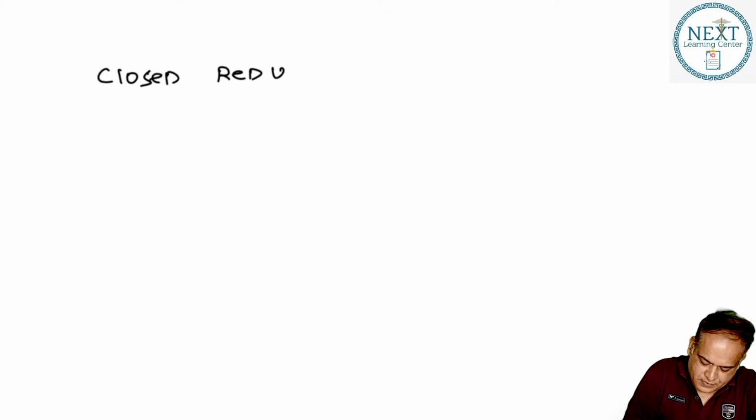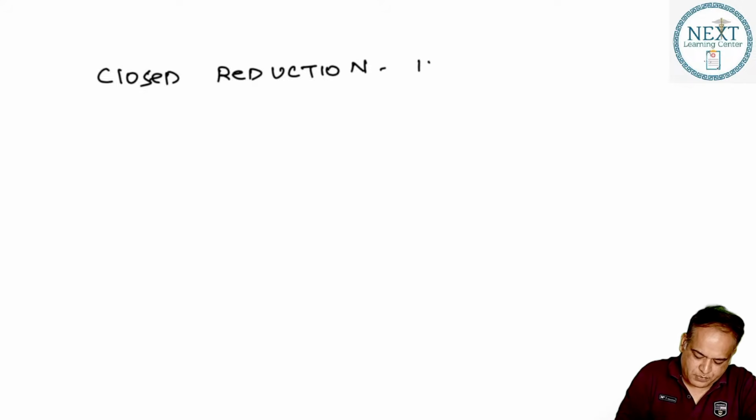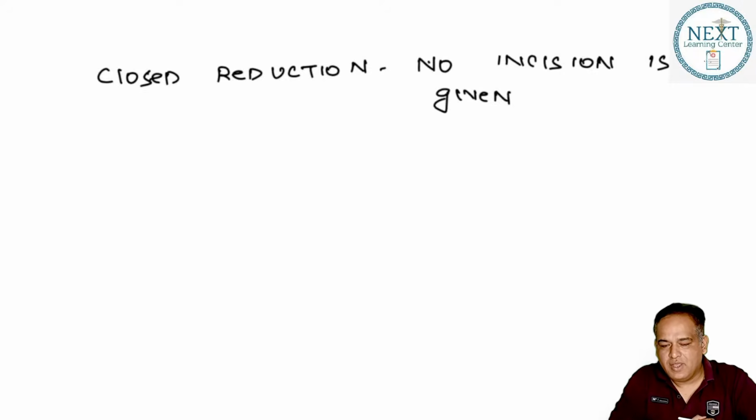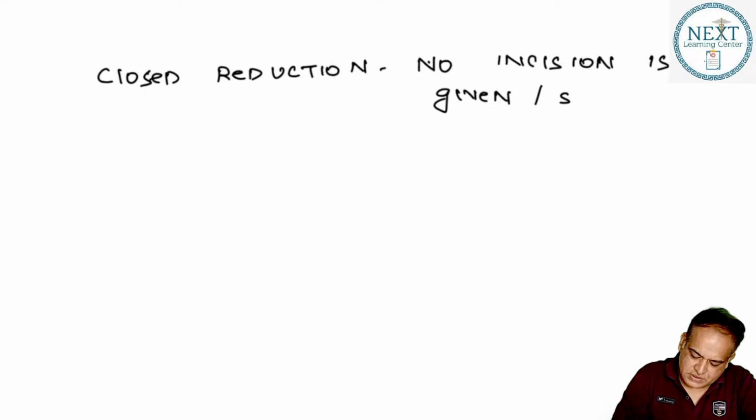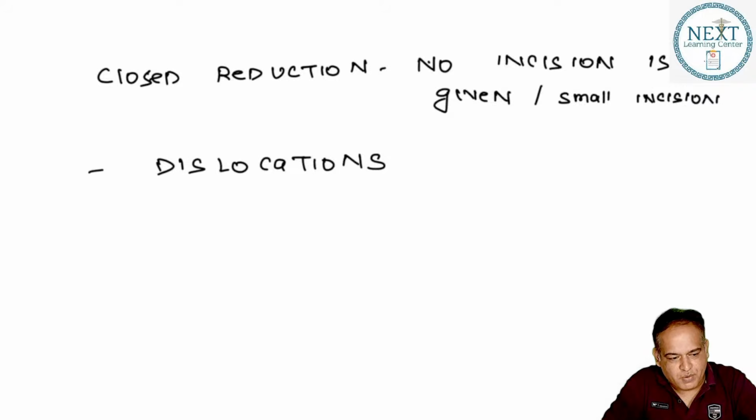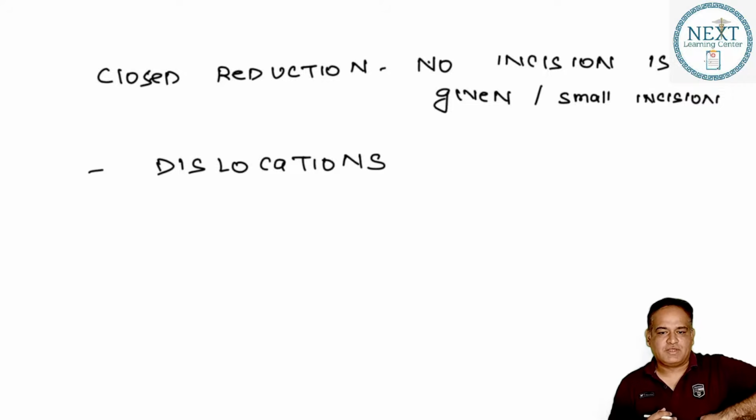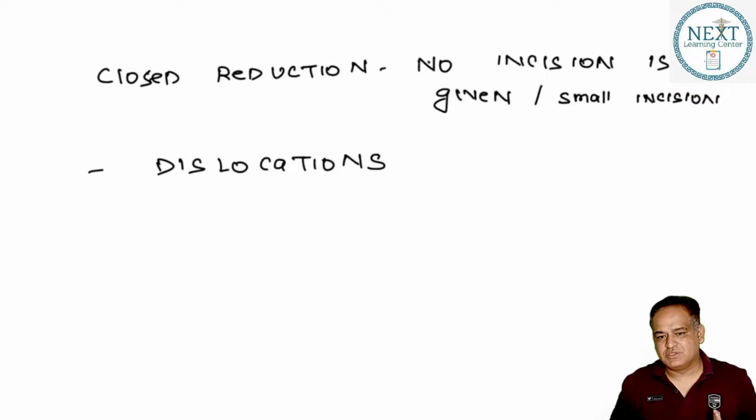Closed reduction. When will we do this? Suppose no incision is given. Either no incision at all, or if given, a very small incision. This is commonly done in dislocation. Remember, what is the most common joint to undergo dislocation? Shoulder joint. So without giving any incision, we reduce the dislocation. Closed reduction.